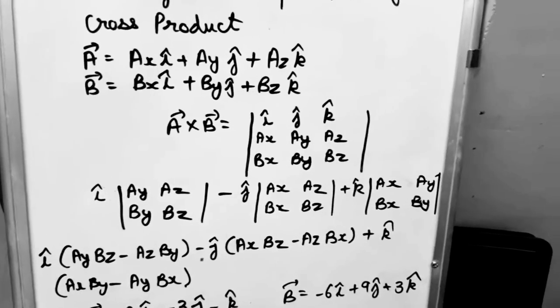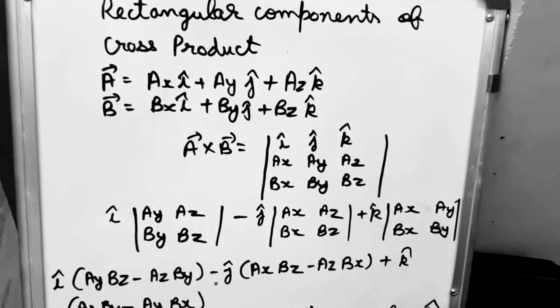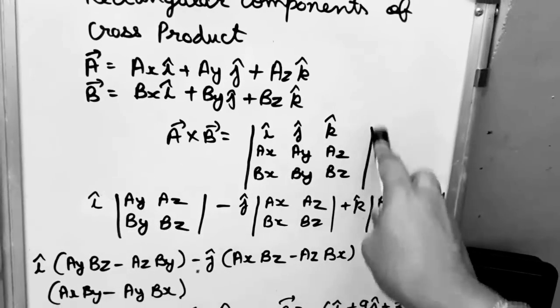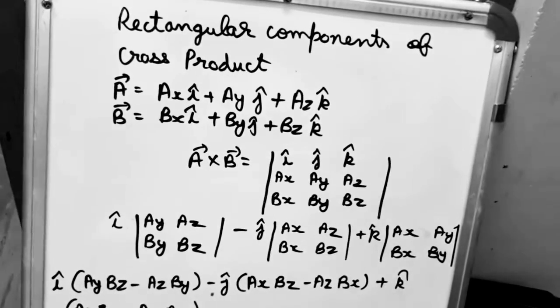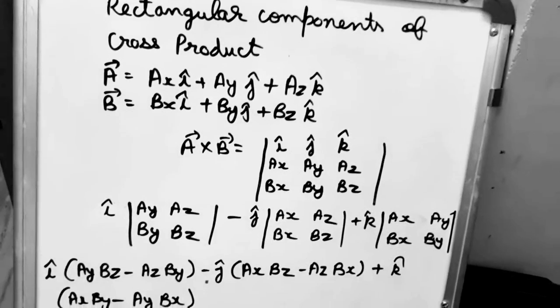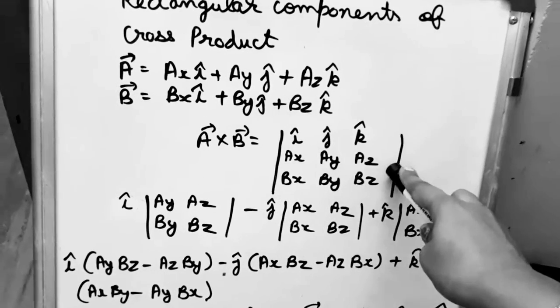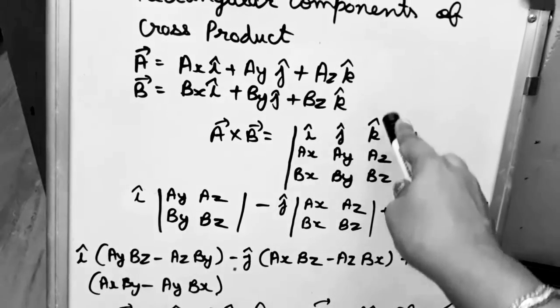Whenever you have to find the cross product of the two vectors in terms of rectangular components, what you do is, this bar is known as a determinant. We write the two vectors in the form of a determinant. This is row 1, row 2, row 3. This is first column, second column and third column.